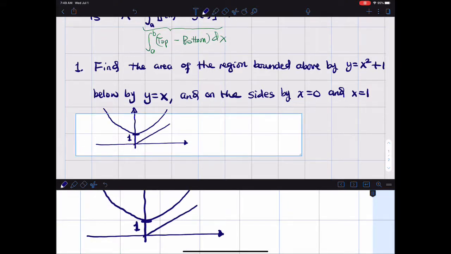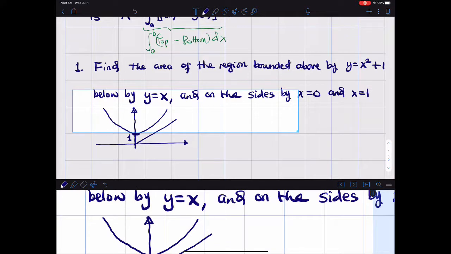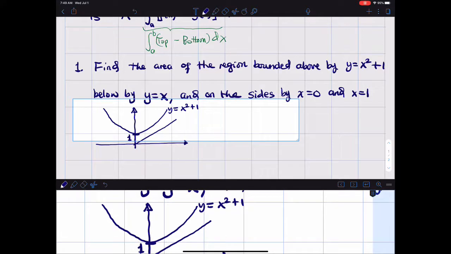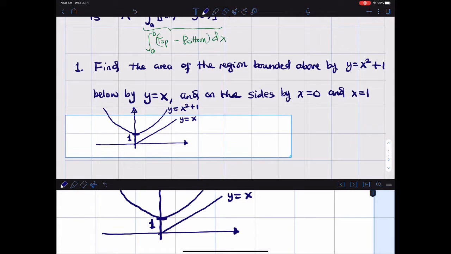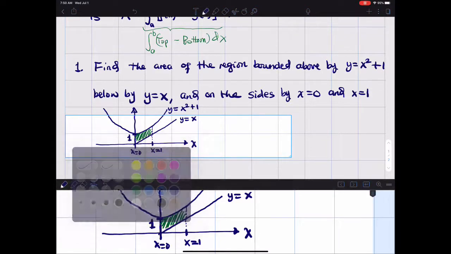It's just this line. So this is y equals x squared plus 1. This is y equals x. And then we're going from x, this is the x-axis, so this is where x is equal to 0. And then we're going up to where x is equal to 1. All right. So we're trying to find the area in this region, call this region A.